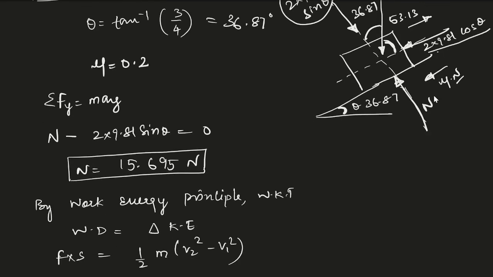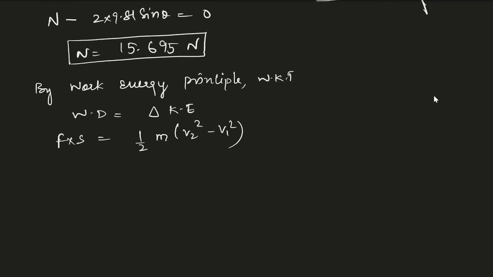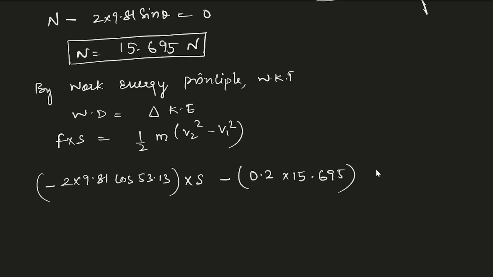One is 2 into 9.81 cos theta, that force is acting downward. So it will be minus of 2 into 9.81 cos 53.13, then minus of the frictional force. Sorry, work is force into distance, so we have to multiply these forces with the distance as well. We don't know the distance, that is s. Minus of frictional force, friction we have taken as 0.2 into the normal reaction 15.695, into distance. So this will be equal to half into mass.